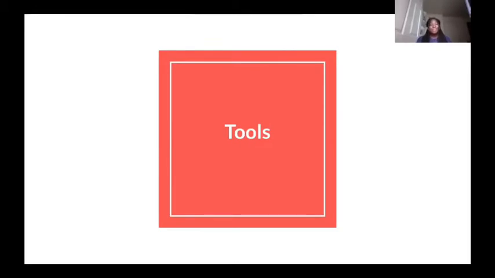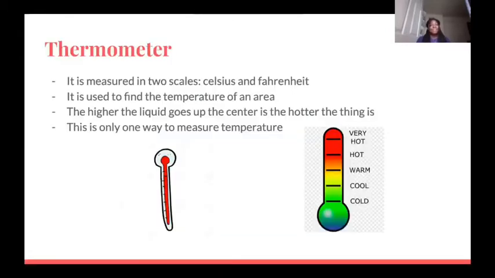Now we're going to talk about tools. The first tool is a thermometer. Think about what that tool might be used for. Okay, a thermometer is used to measure the temperature of an area. It can be measured in two scales, Celsius or Fahrenheit. This is not the only way to measure temperature.